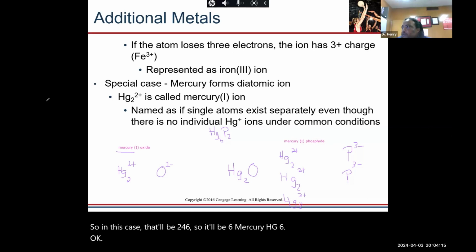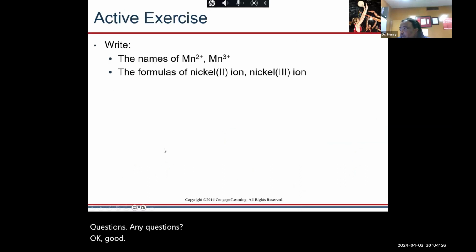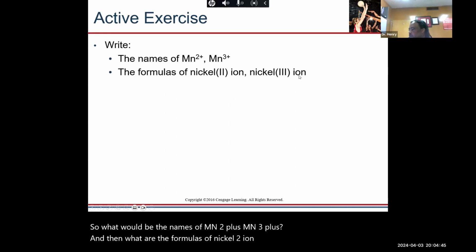Questions? Any questions? Okay. Whew. So what would be the names of Mn2 plus and Mn3 plus? And then what are the formulas of nickel 2 ion and nickel 3 ion?